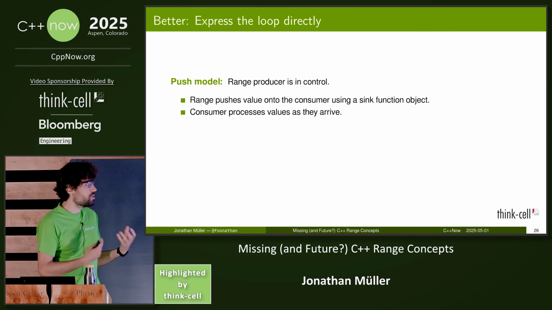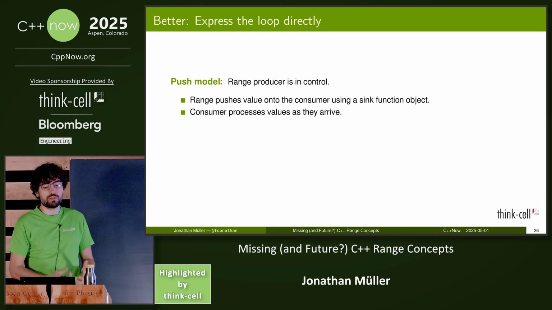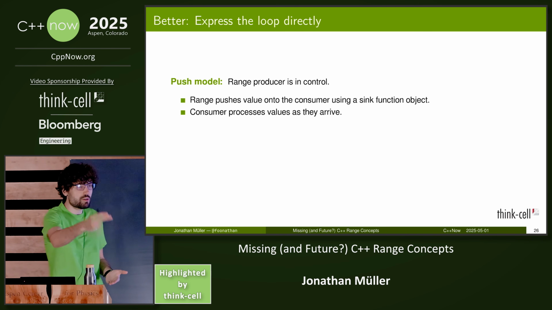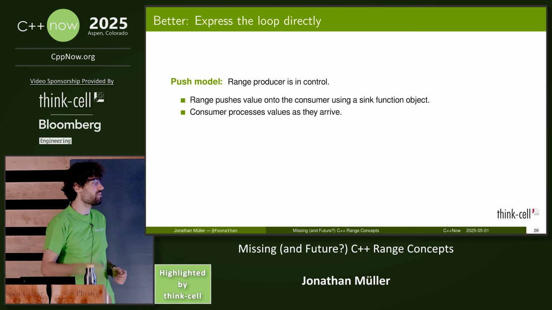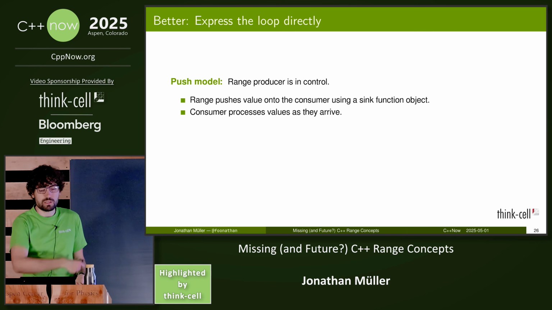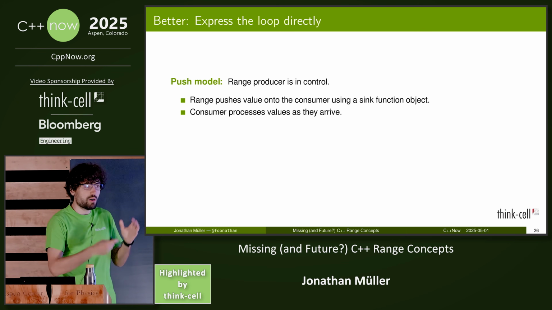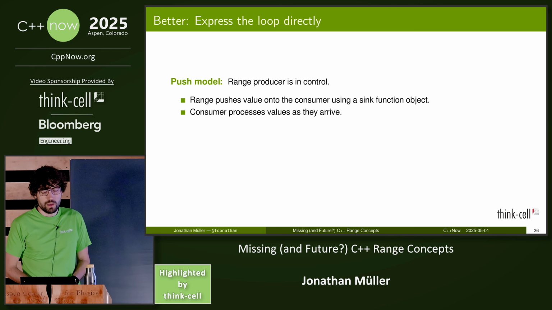So it's better to express the loop directly using a push model. There, the range producer is in control, and the range just gives the consumer the values, and the consumer can't really do anything. It just receives the value in a function object. It just has to process them one at a time as they arrive. But often, this is enough, right?